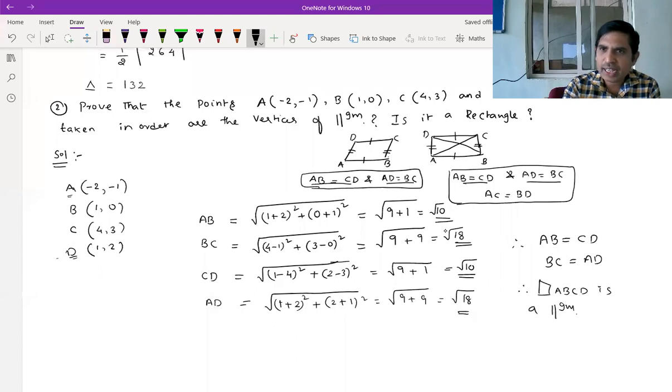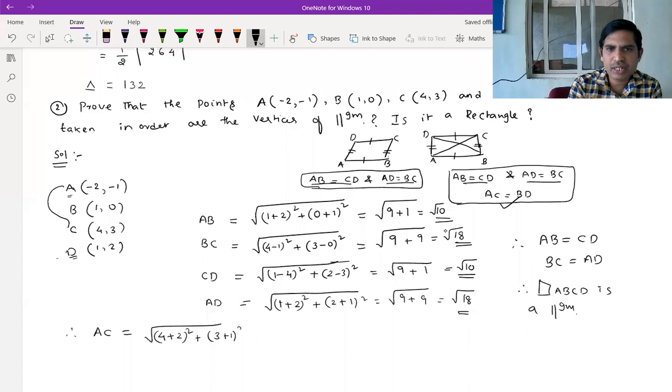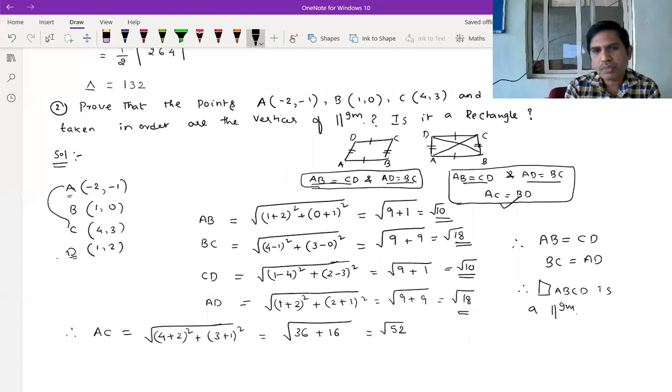Verified. Extra for rectangle, what we have to verify? AC is equal to BD. Therefore, diagonal lengths we have to verify. Between A and C, distance formula apply. What will we get? Root over 4 minus of -2 whole square plus 3 minus of -1 whole square, nothing but 4 plus 2 whole square, nothing but 36, 3 plus 1 whole square, nothing but 16. Nothing but root 52.